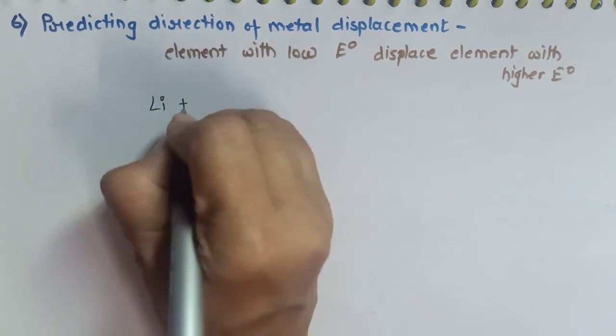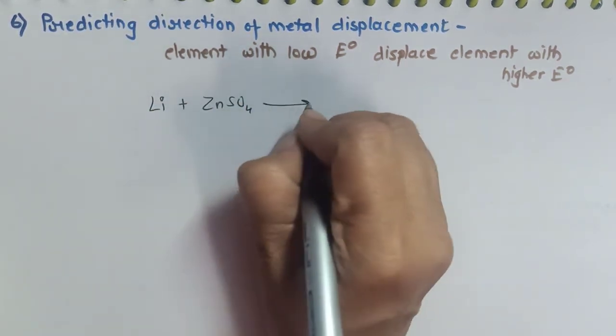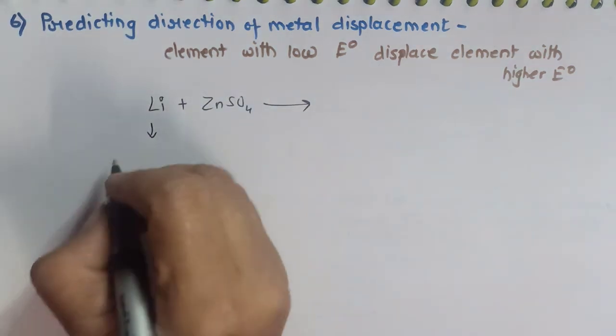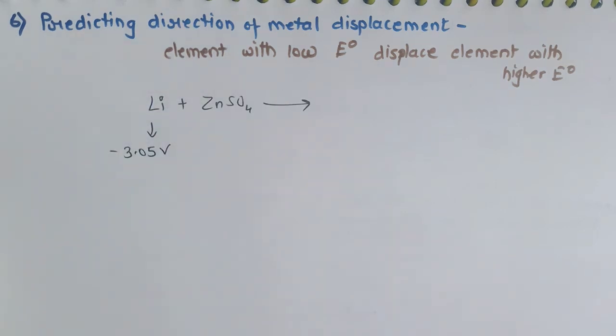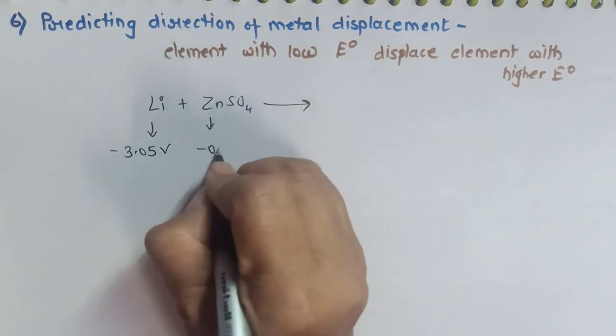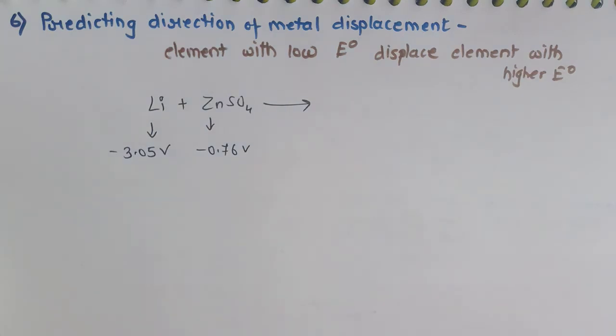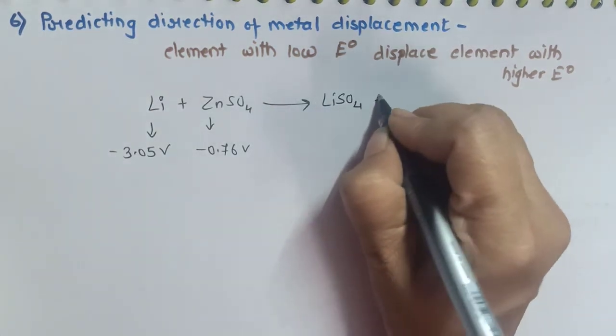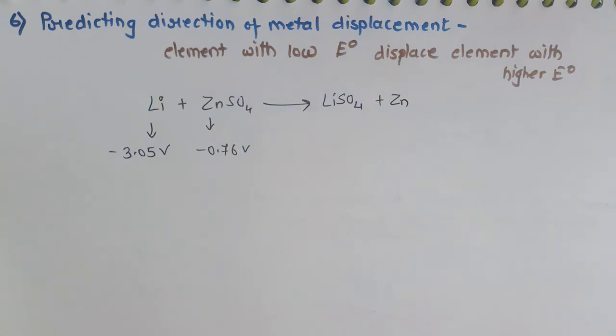let us consider the reaction lithium plus ZnSO4. Whether lithium will be able to displace zinc from its aqueous salt solution, or in other words, whether lithium will be able to react with ZnSO4. For that, I need to consider the E naught values of lithium and zinc. The E naught value of lithium is minus 3.05 volt and that of zinc is minus 0.76 volt. So lithium has lower SRP value as compared to zinc, and therefore lithium will be able to displace zinc from its aqueous salt solution.